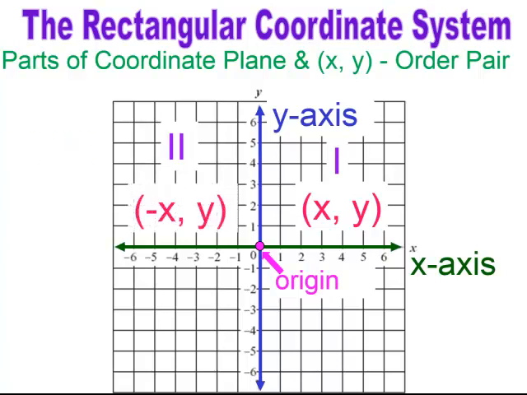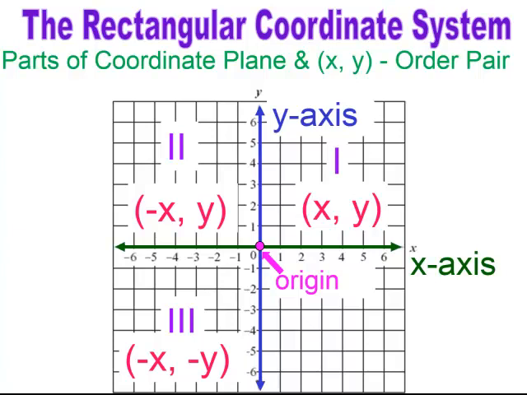The second quadrant, we go counterclockwise, is going to have a negative x value, because look at the x-axis. My x values are negative and the y values are positive. It's going up. In the third quadrant, both my x values and y values are negative. When you look at the axes, you see my x-axis has negative values, my y-axis has negative values. And then lastly, the fourth quadrant, my x values are positive and my y values are negative.